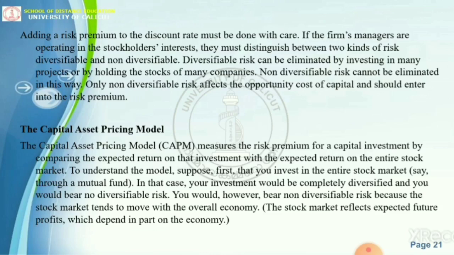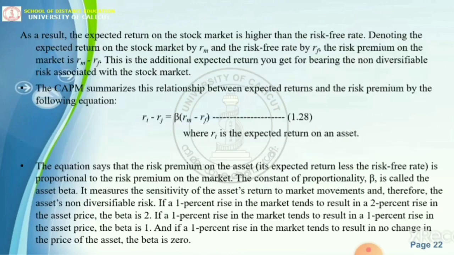In that case, your investment would be completely diversified and you would bear no diversifiable risk. You would, however, bear non-diversifiable risk because the stock market tends to move with the overall economy. The stock market reflects expected future profits, which depend in part on the economy. As a result, the expected rate of return on the stock market is higher than the risk-free rate. Denoting the expected rate of return on the stock market by RM and the risk-free rate by RF, the risk premium on the market is RM minus RF. This is the additional expected rate of return you get for bearing the non-diversifiable risk associated with the stock market.